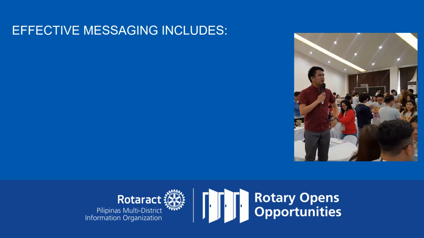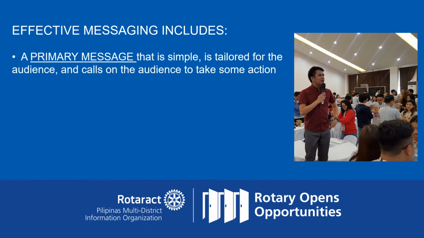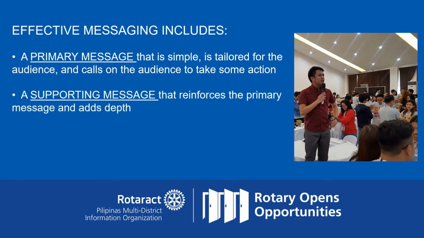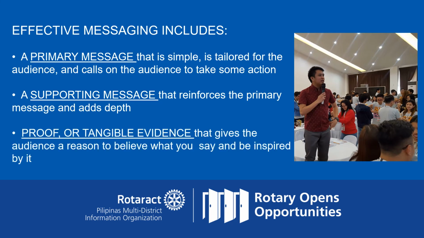In constructing an effective message, you need to have these three parts. The first one is the primary message, the second one is the supporting message, and the third one is proof or tangible evidence. The primary message should be simple, clear to the audience, and it calls on the audience to take some action. The second one is the supporting message. It serves as reinforcement to your primary message, and it adds depth to it by adding some information about it. And lastly, you need evidence.